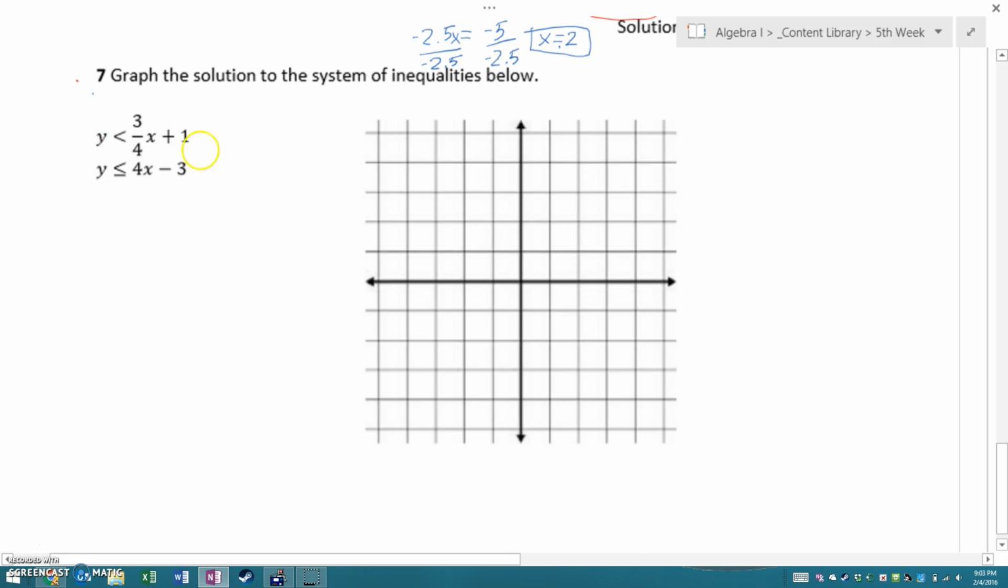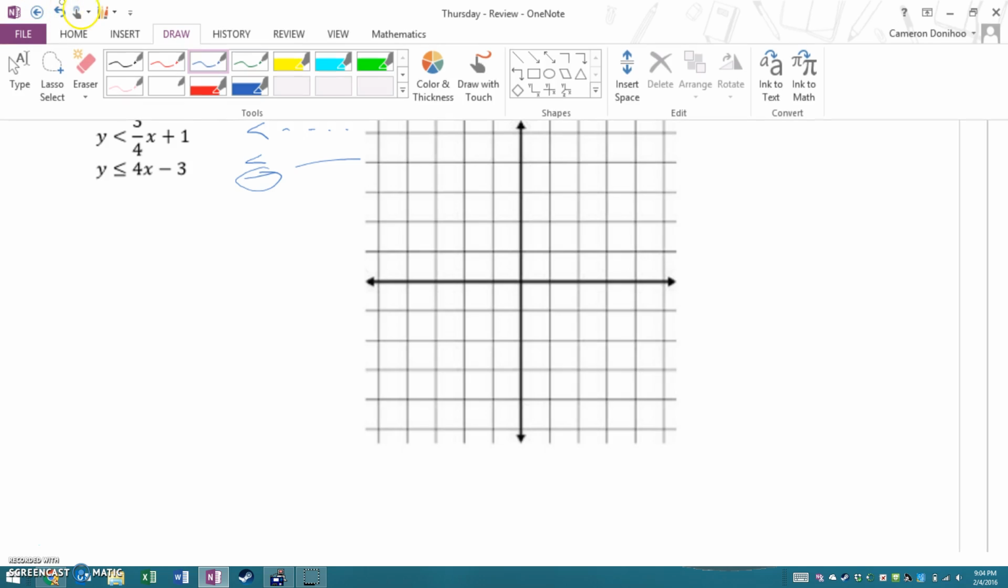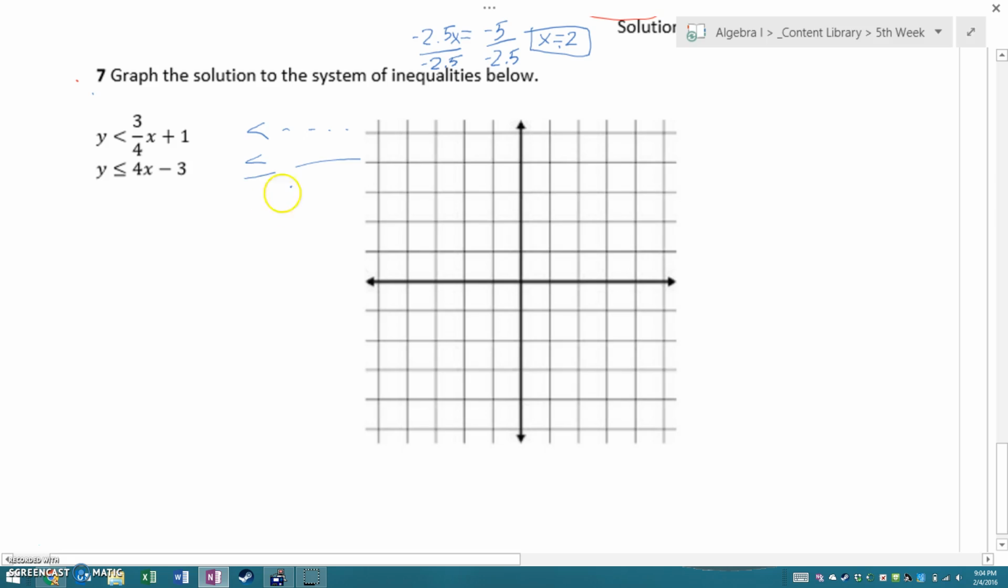Graphing inequalities, just as a reminder, these inequality signs are going to give you whether it's a dotted line or a solid line, and that depends on whether it has an equal to underneath it. So that's why I'm doing that there. This second one is going to be a solid line. This first one is going to be a dotted line. So I'm going to go in with the graphing first.